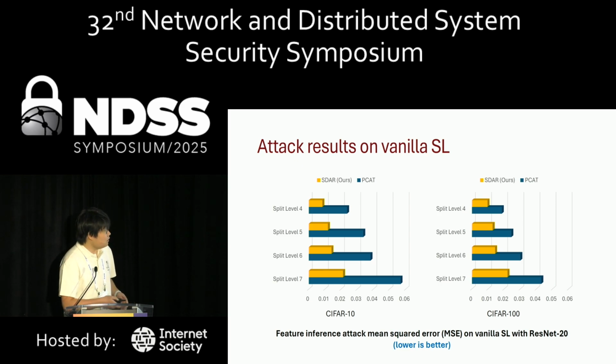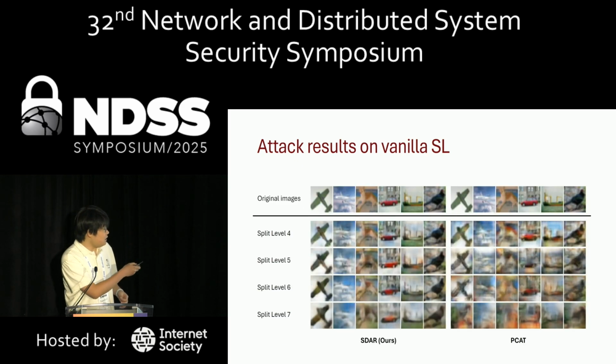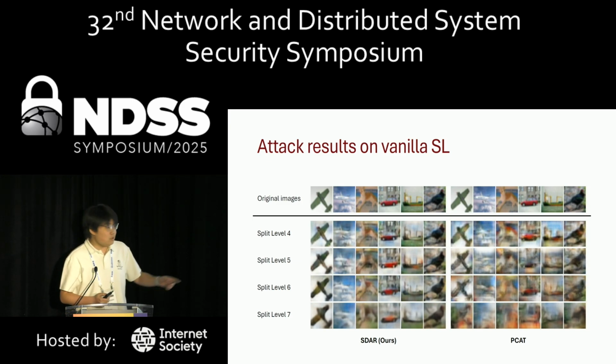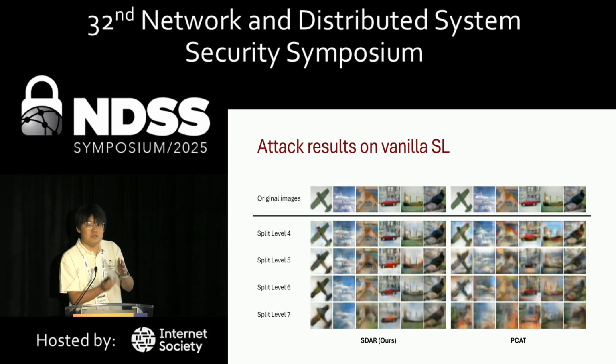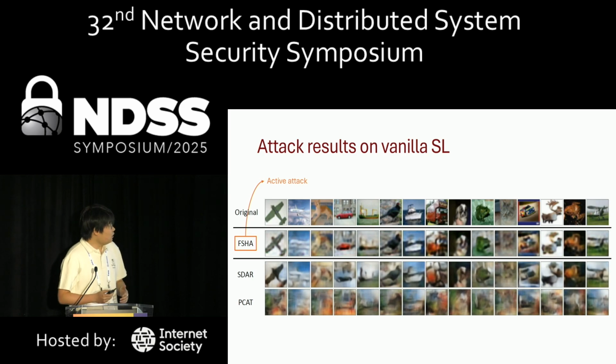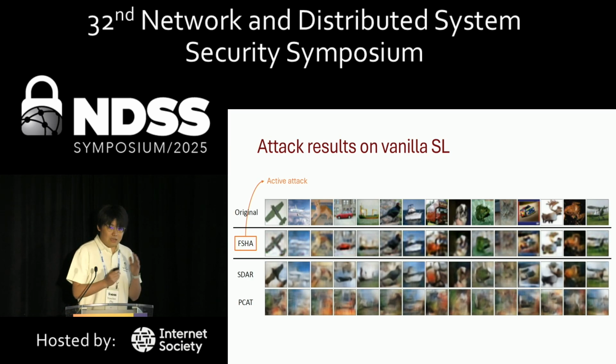And more visually speaking, you can see here that when we increase the split levels, our attacks still remain effective, while PCAT struggles to produce meaningful reconstructions when the split level is too high. So particularly here, when split level is 7, basically half of the model is on the client side. Yeah, and in particular, our attack results almost match the attack results of FSHA, which is the state-of-the-art active attack, where the server actively modifies the messages sent back, and literature has shown that that is detectable. Yeah, so that's about vanilla SL.